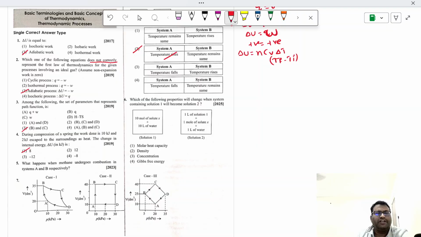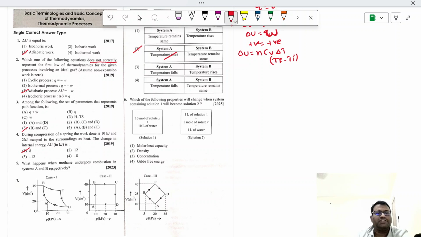When this is converted into this, there is a change in the mass. Here, 10 moles of solute X, 10 liters of water. Here, 1 liter of solution 1, 1 mole of solute X, 1 liter of water. So if you clearly see, here 10 moles, 10 liters of water, here 1 liter of water, 1 mole of X, 1 liter. So there is a change in the mass.